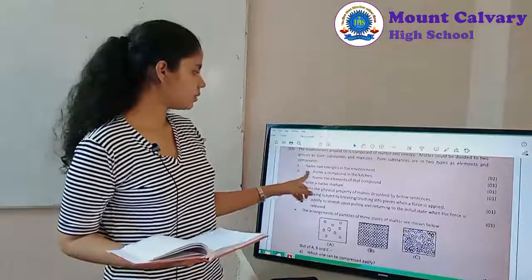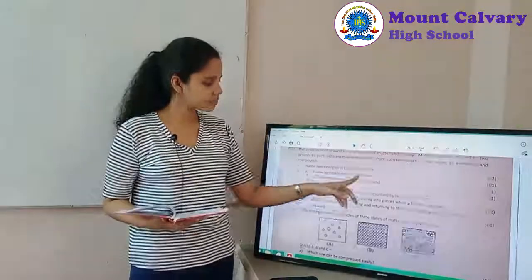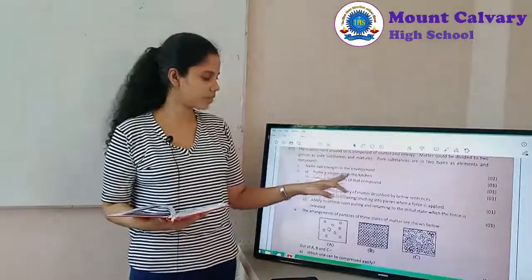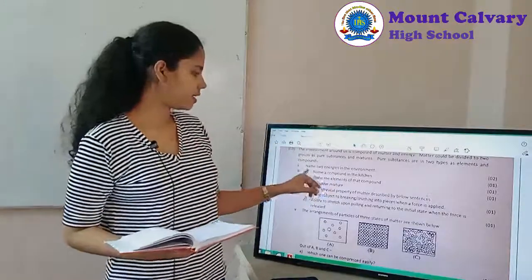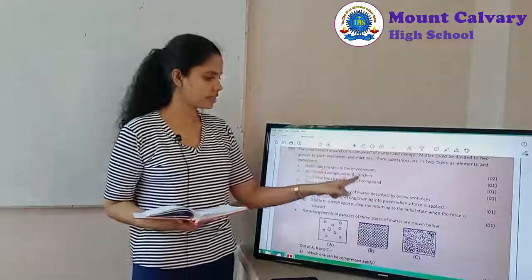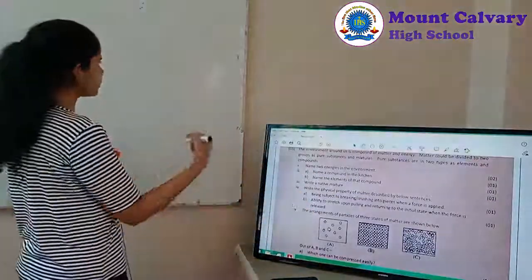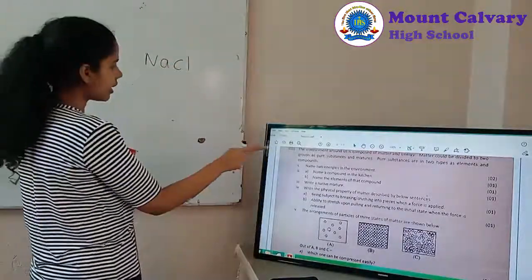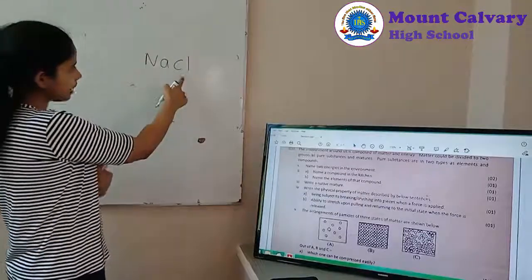Then question 2, name a compound in the kitchen. What are the compounds we use in the kitchen? You can write sugar or salt. Sugar and salt are compounds that we use in the kitchen. Then B, name the elements of that compound. Now if you take salt, it is sodium chloride, right? We can write it like this, sodium chloride. So what are the elements present in this compound? Two elements are there. What is that?